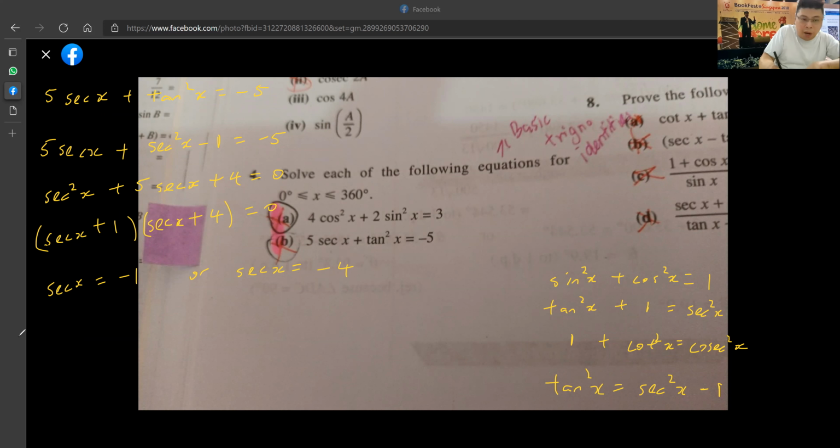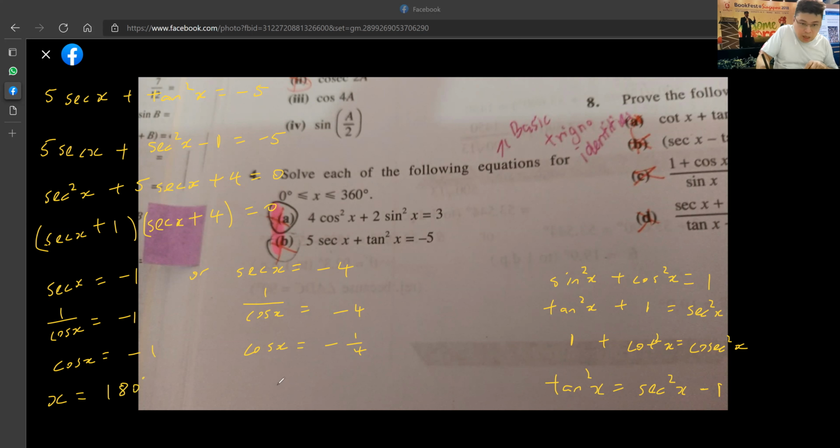So secant x is your 1 over cosine x equal to -1. So 1 over cosine x is equal to -4. So your cosine x will then be -1/4. Your cosine x will then still be -1. Okay, cosine x will still be -1 in this case. So your x will then be equal to shift cosine -1. You will have 180.